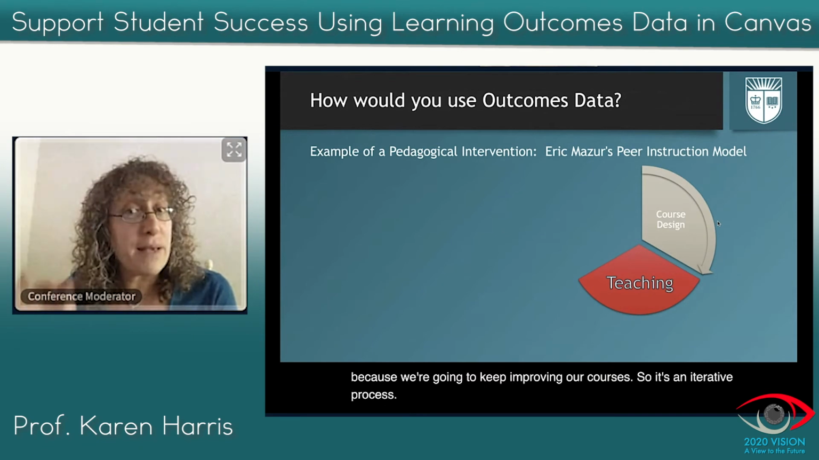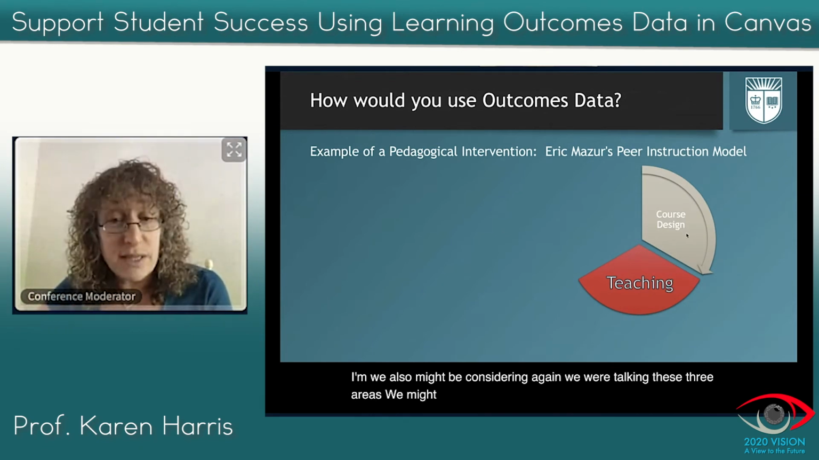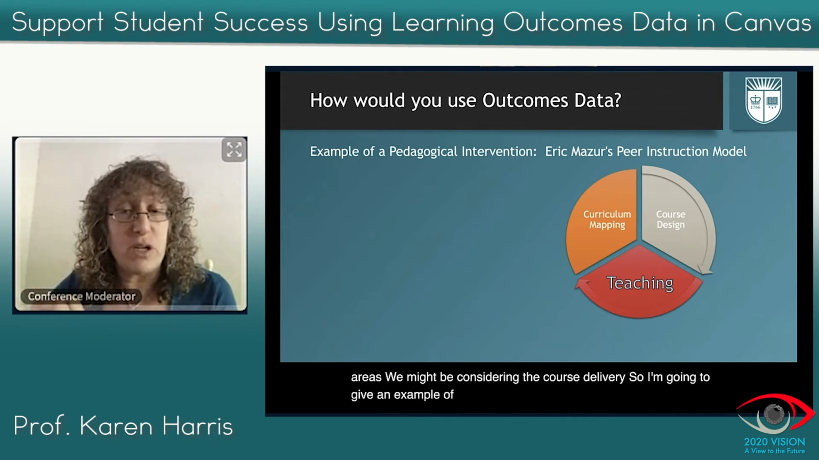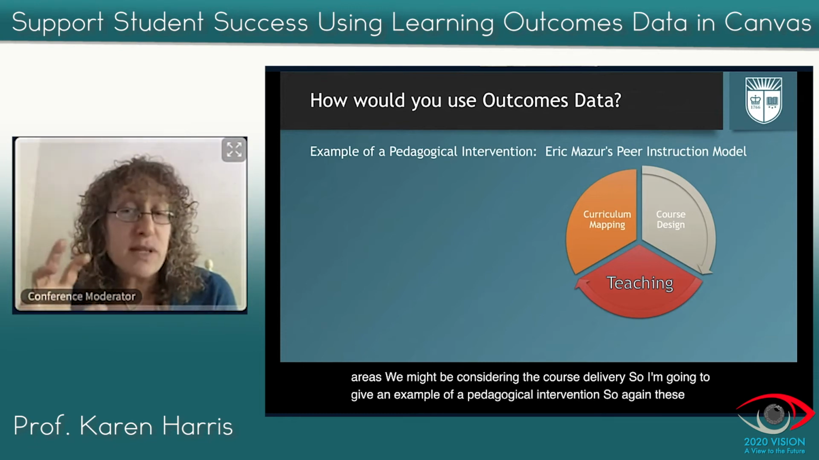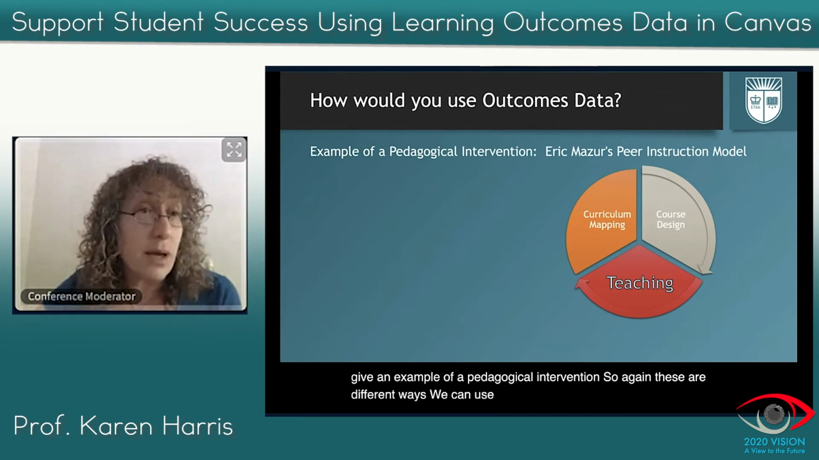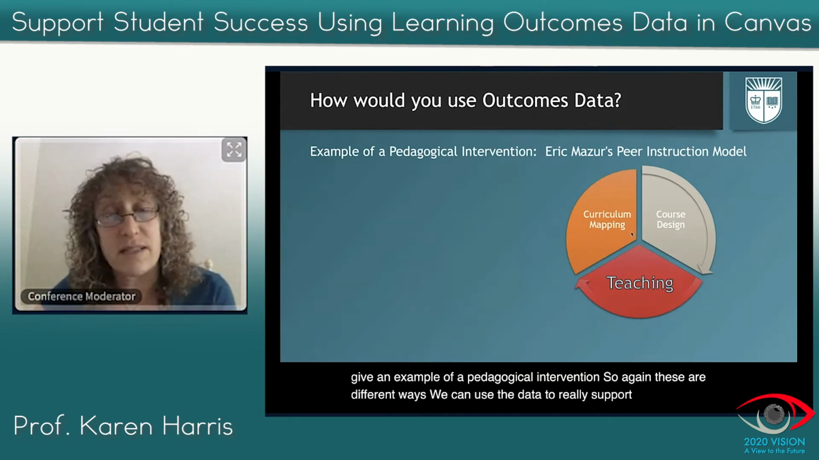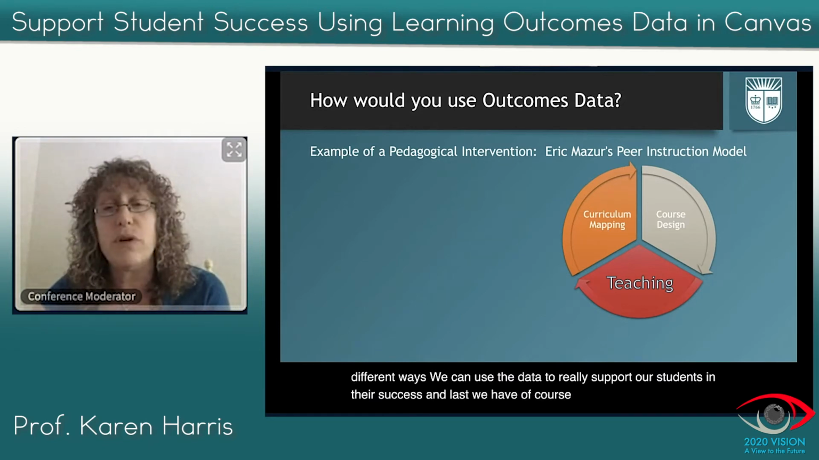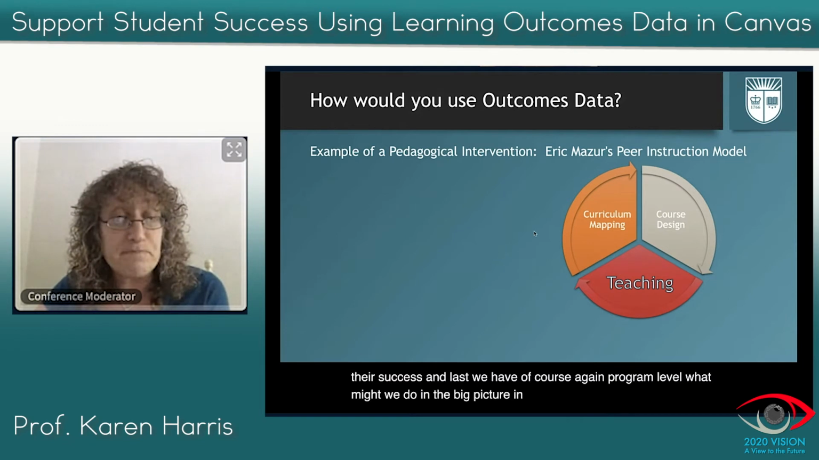We also might be considering, again, we were talking about these three areas, the course delivery. So I'm going to give an example of a pedagogical intervention. Again, these are different ways we can use the data to really support our students in their success. And last, we have, of course, program level. What might we do in the big picture, in the curriculum mapping piece?